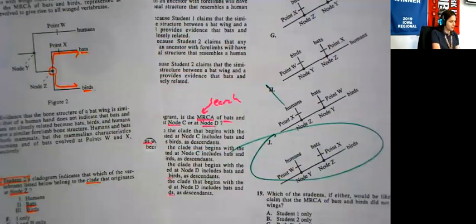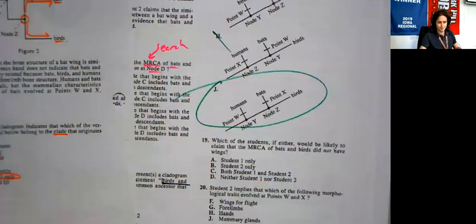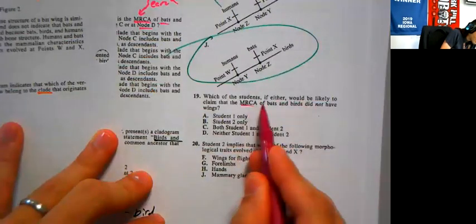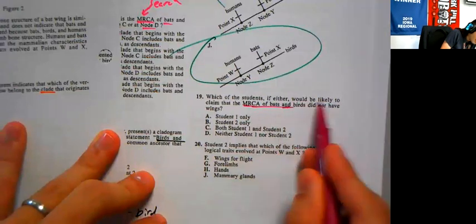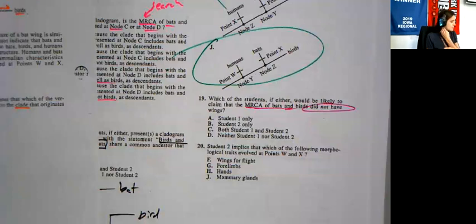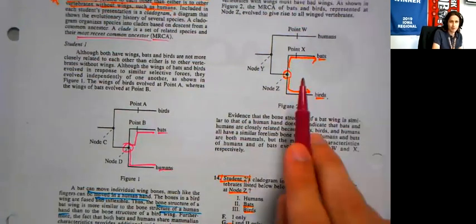It's like if we took this graph and stretched it around, which one could we get it to look like? The answer there being J. Two left. Which of the students would be likely to claim that the MRCA of bats and birds did not have wings? Okay. Well, I don't know. Here's the MRCA of bats and birds.